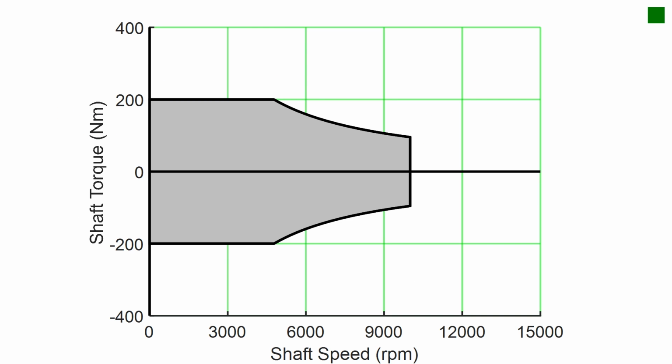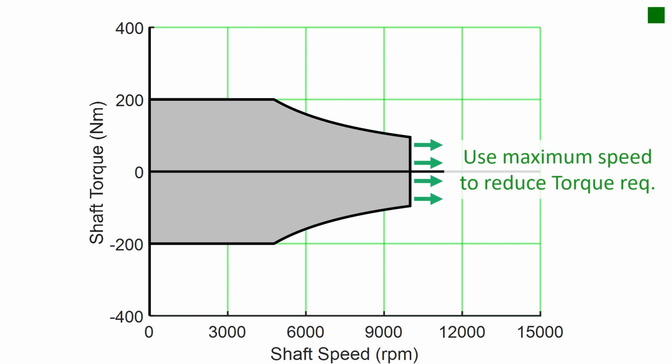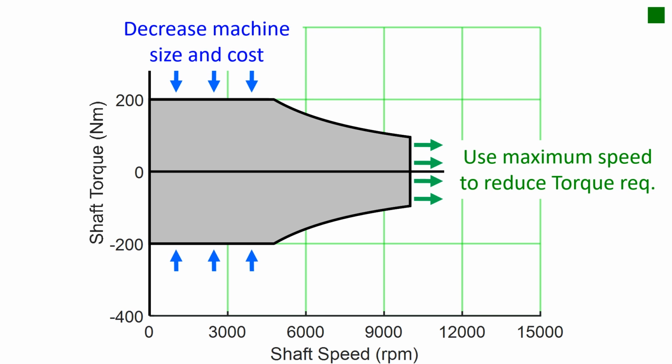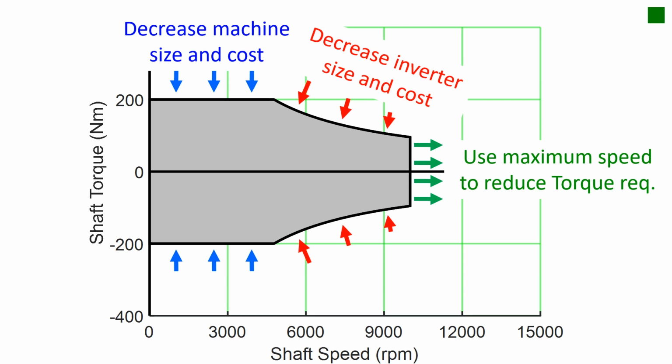What this sizing method achieves is that it uses the maximum machine speed to reduce the torque requirement on the electric machine. It then minimizes the torque requirement to minimize the size and cost of the electric machine. And finally, it minimizes the power requirement to minimize the size and cost of the power electronic inverter.